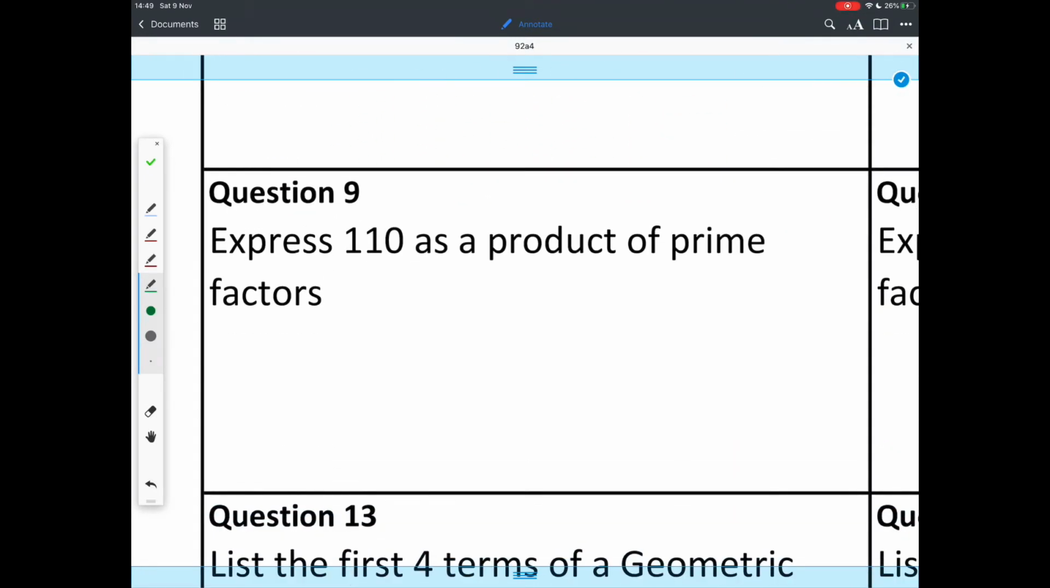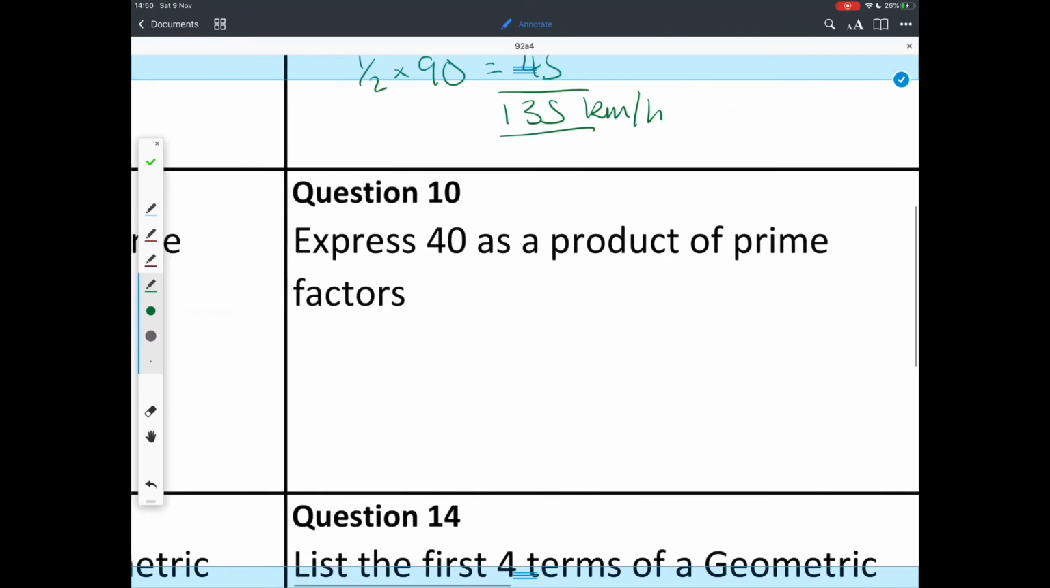Next question. 110 as a product of its prime factors. So I'm going to start with 10 and 11. 11 is a prime number. 10 can be written as 2 times 5. So my answer will be 2 times 5 times 11. There are no repeated numbers there, so I don't need to use index form.